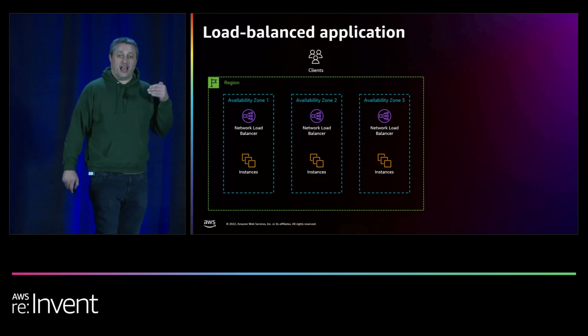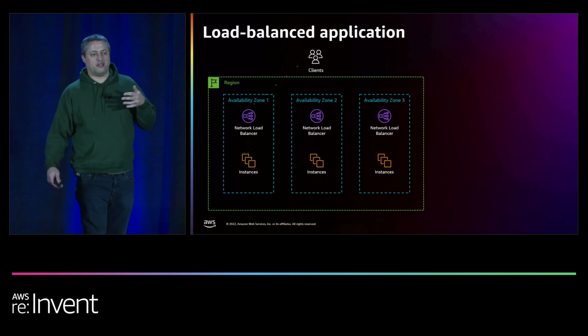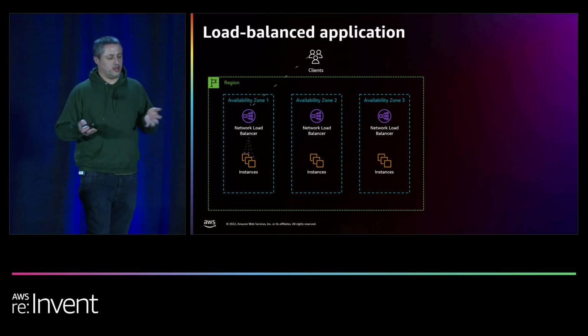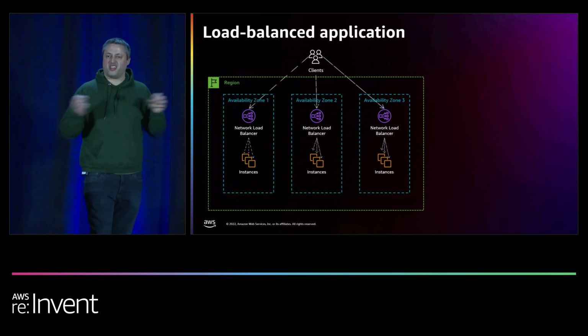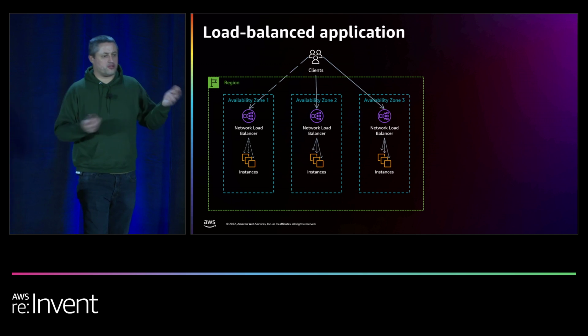So what actually happens when I enable a zonal shift? In steady state, clients will connect to one AZ or another. Some clients will connect to this AZ, some will connect to that AZ. And so what you're seeing in steady state is traffic evenly distributed over the AZs.